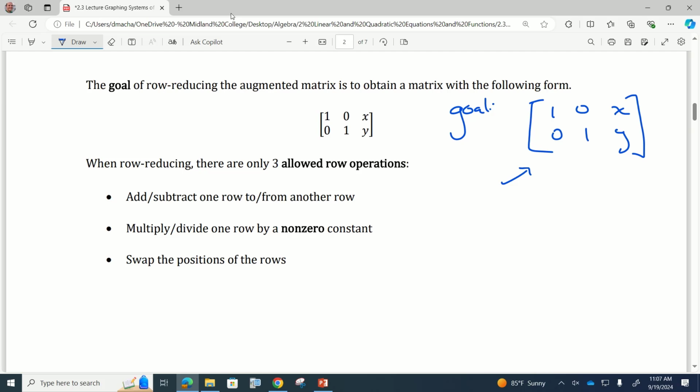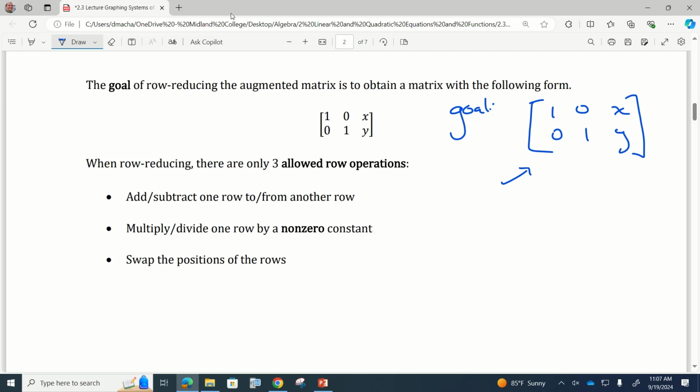There's things you're not allowed to do, though, right? I want to be super clear about this. You cannot multiply or divide 2 rows, right? I would not be able to say row 1 times row 2. Not allowed to do this. You can only multiply or divide by a constant.